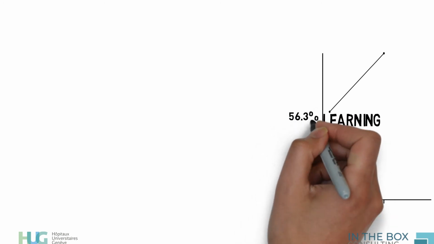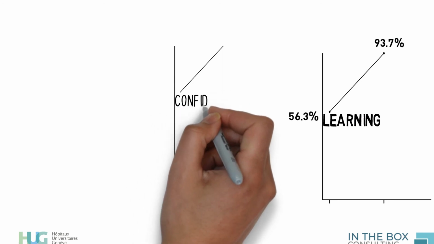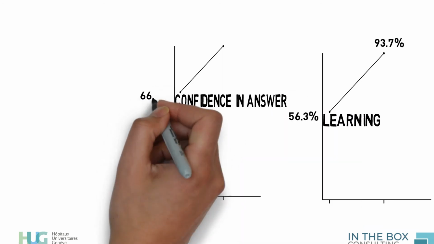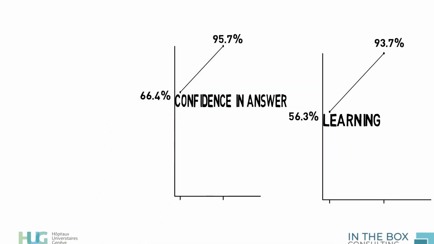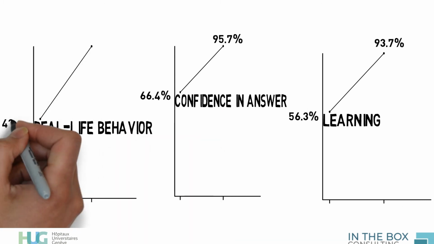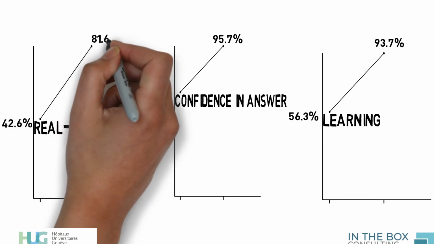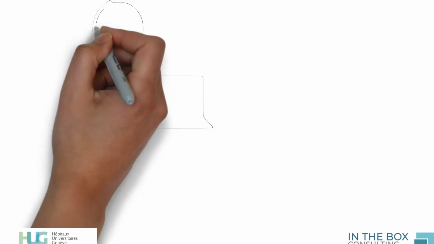The mean score of learning increased from 56.3% to 93.7%. For confidence in answers, the mean increased from 66.4% to 95.7%. The mean real-life behavior score during hand washing increased from 42.6% to 81.6%.